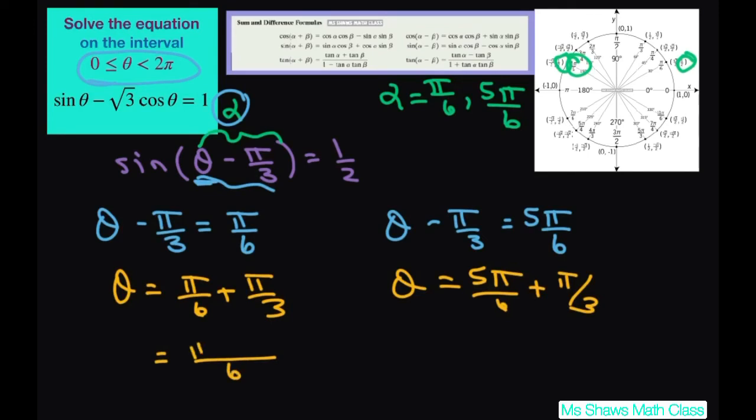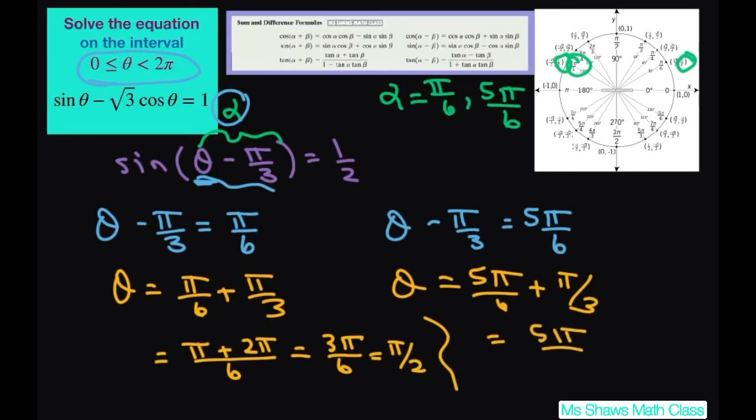So that's going to be pi plus 2 pi gives me 3 pi divided by 6, which equals pi divided by 2. And this one's going to be 5 pi divided by 6 plus 2 pi divided by 6, and this equals 7 pi divided by 6. So these are your two solutions.